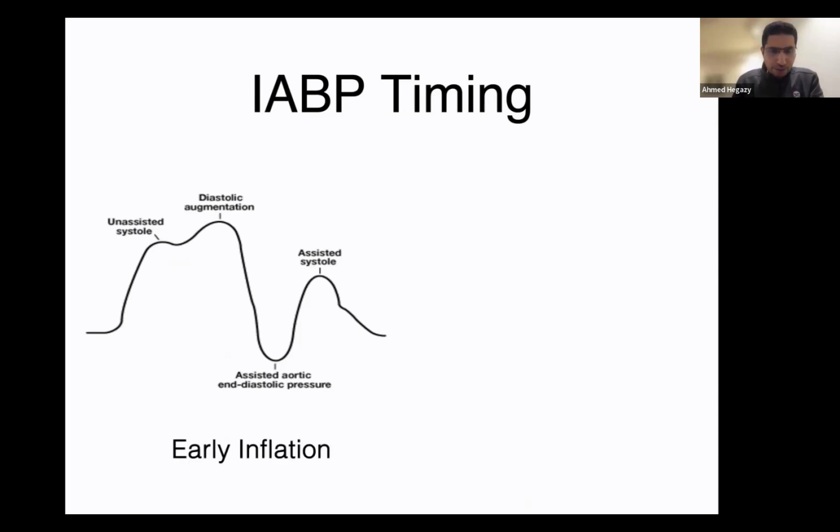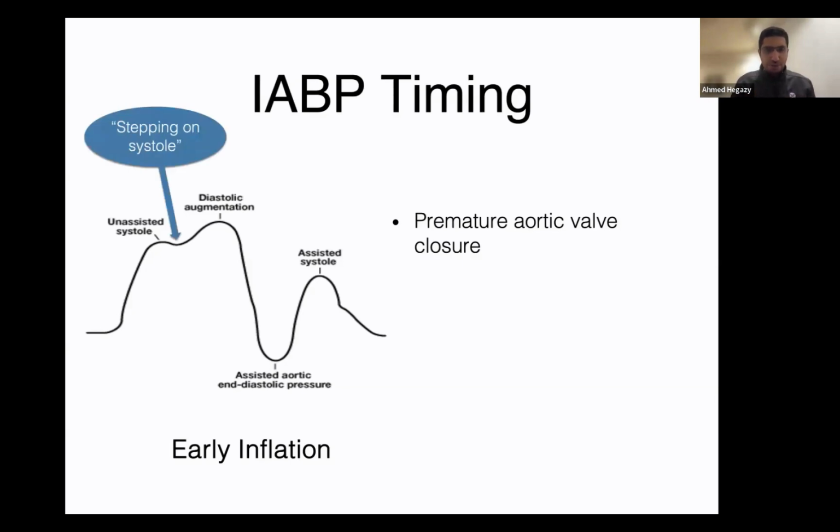So what happens when a balloon pump inflates too early? You will cause premature aortic valve closure, because when you increase the aortic pressure with that inflation of the balloon pump, that sudden rise in aortic pressure will lead to premature closure of the aortic valve. So you will step on systole. They call this stepping on systole, because the ventricle was still contracting, the aortic valve was still open, and then you inflated your balloon too early, and caused premature closure of the aortic valve. You abruptly ended systole before it should have ended.